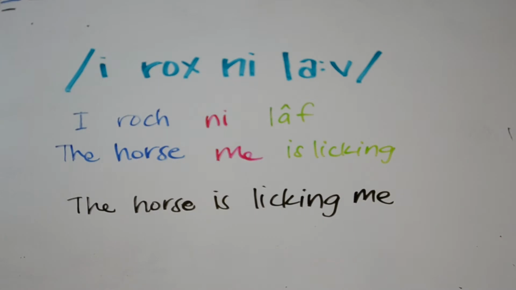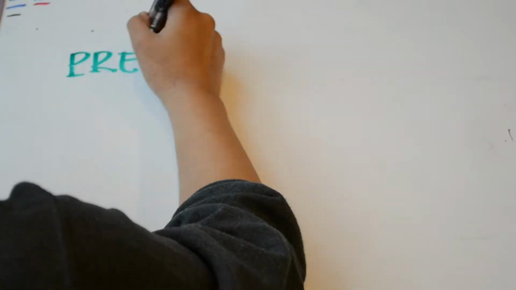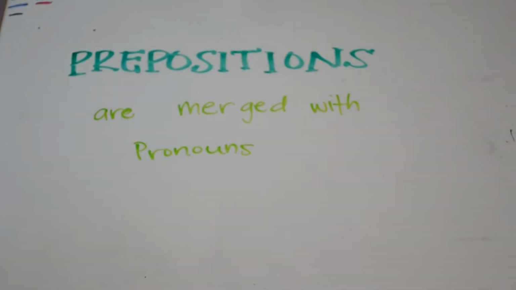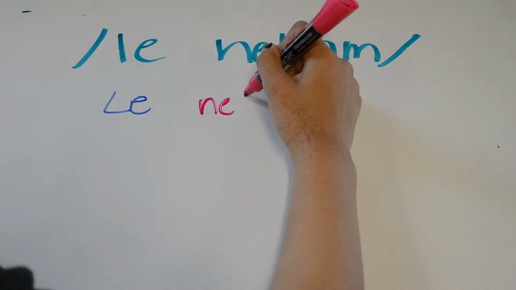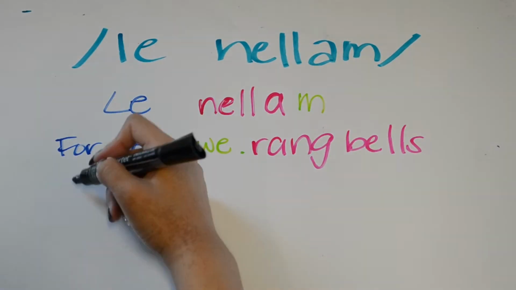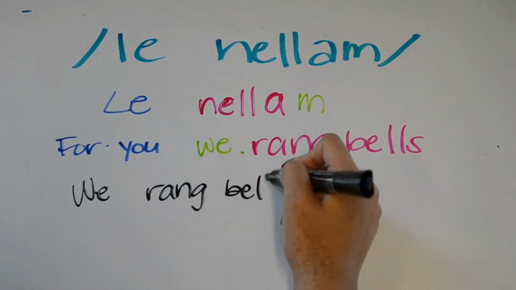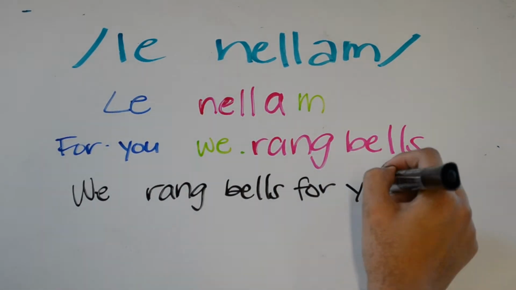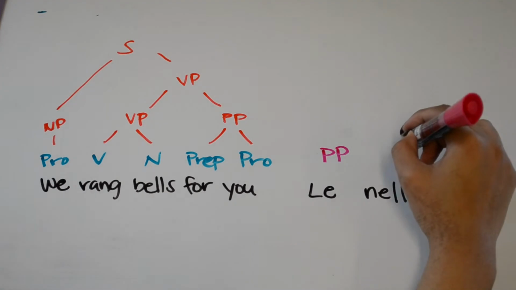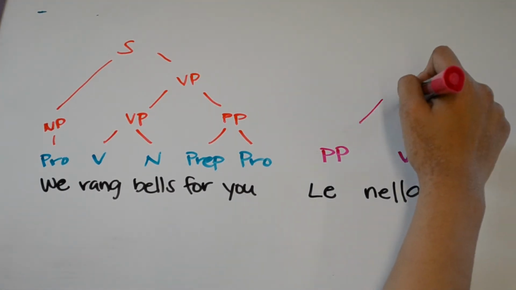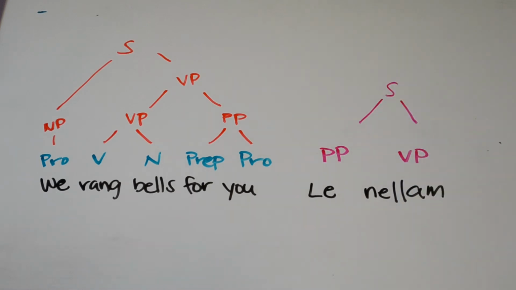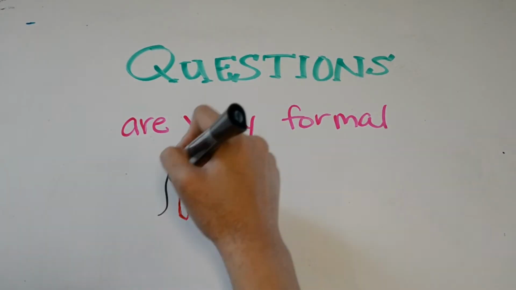Moving on to prepositions. These are merged with pronouns, which are indirect objects. For example, in la nilam, for is merged with you. Let's use the sentence to explain VPs. We can observe that nilam, we rang the bells, is one word, an entire VP, and the tree for Sindarin is much simpler than the one in English.